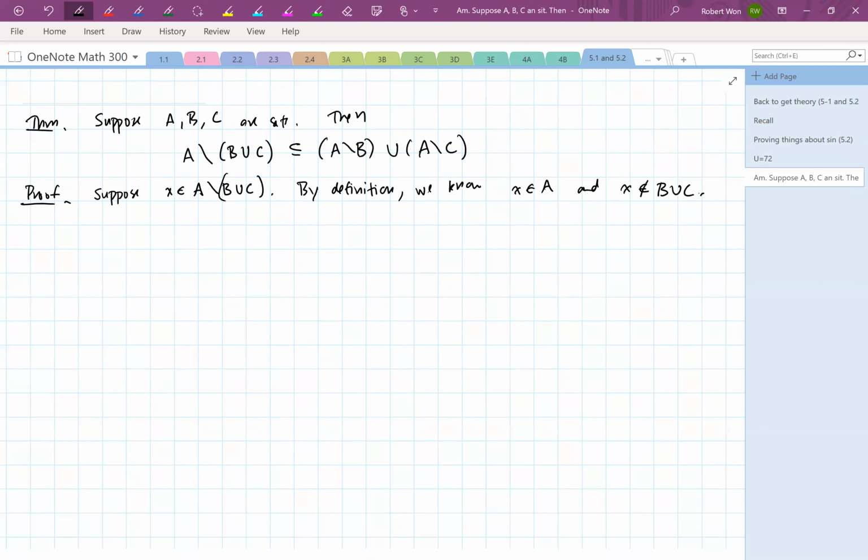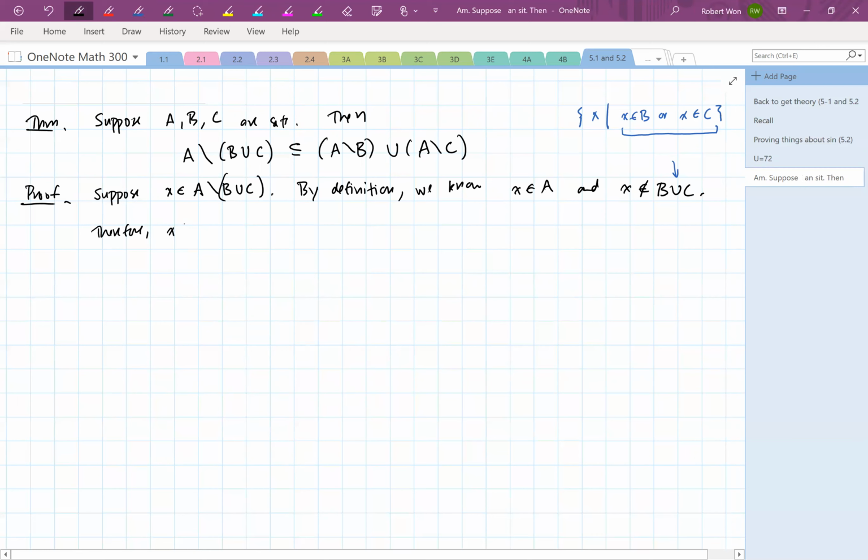Because, right, this is just an aside. B union C is the set of all elements such that x is in B or x is in C. So if you're not in that, it means that you satisfy the negation of this. And the negation of x is in B or x is in C, by De Morgan's law, is x is not in B and x is not in C. Right? So therefore, x is not in B and x is not in C.